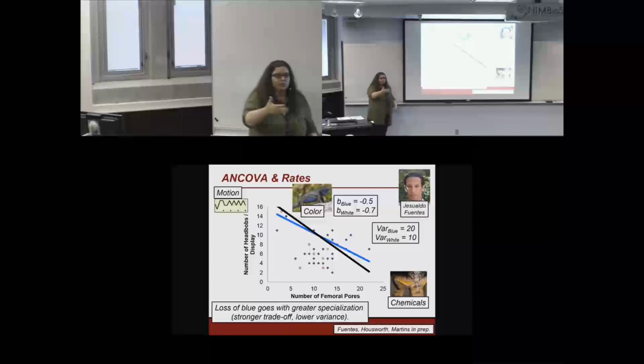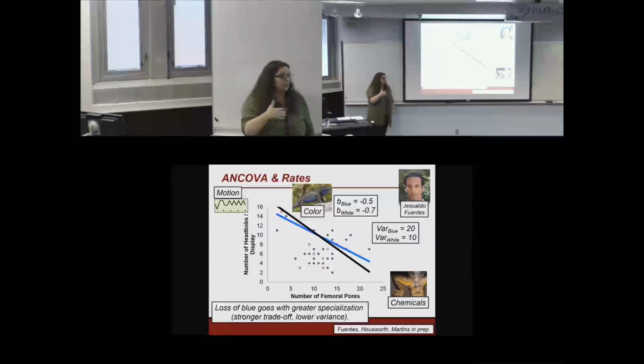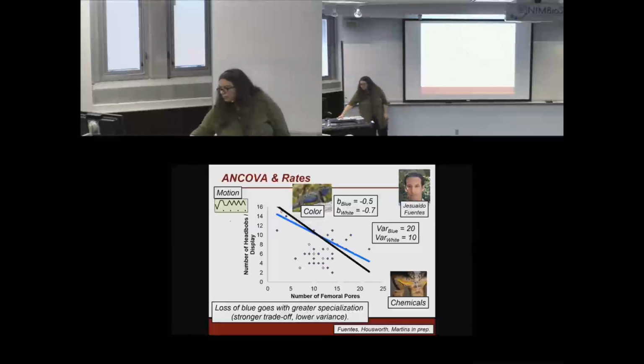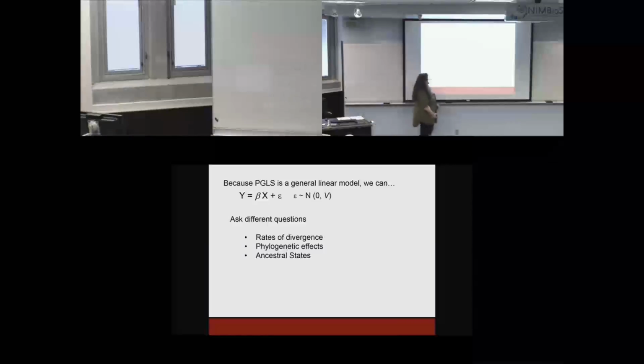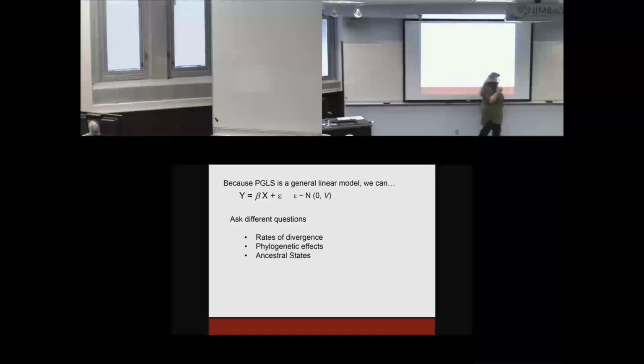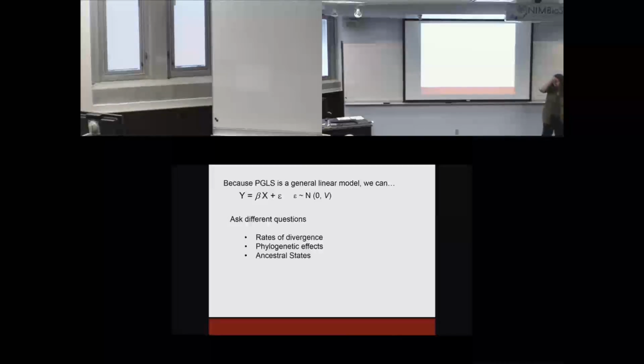So what we have is that when the color patch is lost, you get this increased specialization in the other two signals. I wanted to use that as an example because, since this is a general linear model, it gives us the flexibility to ask lots of different questions. We can talk about rates of divergence, amount of phylogenetic effect, or estimating ancestral states in a framework that's relatively familiar to a lot of people.